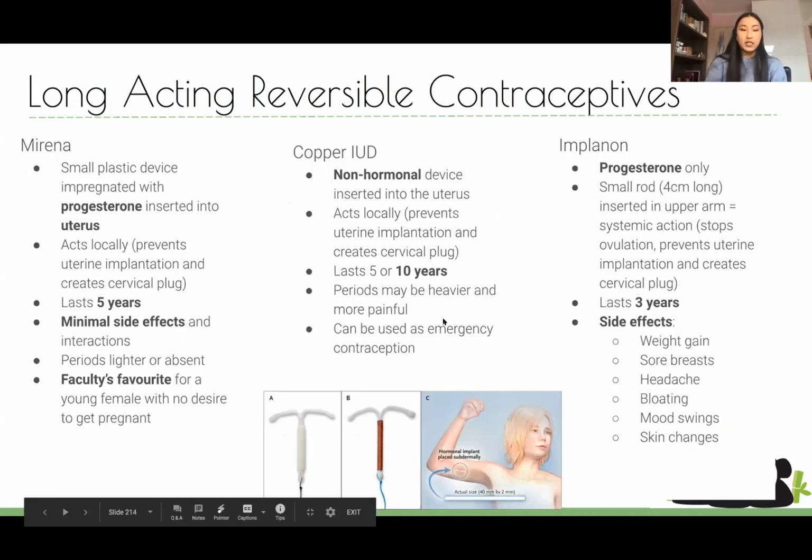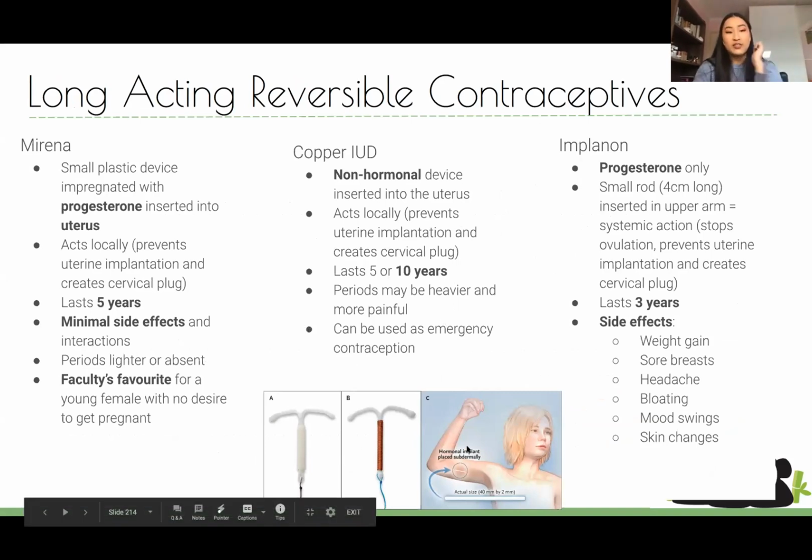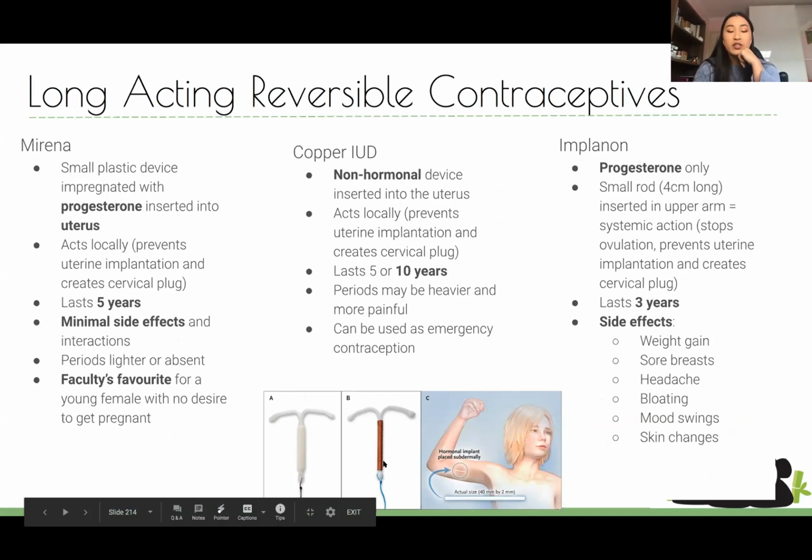Okay, let's go in a little bit more depth now. So long-acting reversible contraceptives. There's 3 options, and I've put pictures here. So we've got Mirena, which is your hormonal IUD. You've got the copper IUD, non-hormonal, and then you've got Implanon, the rod that goes in the arm.